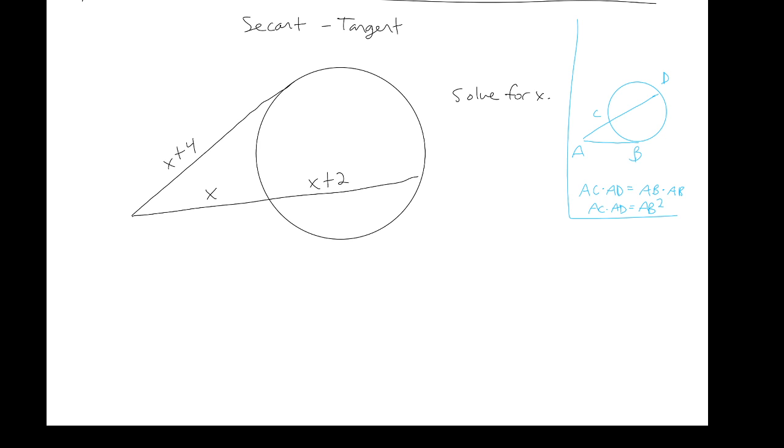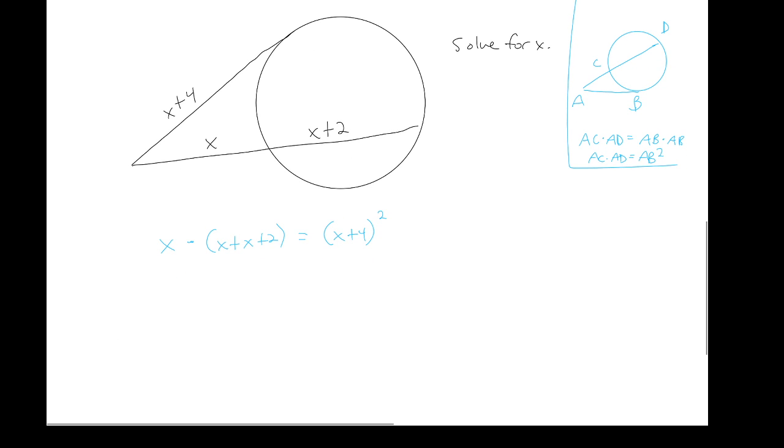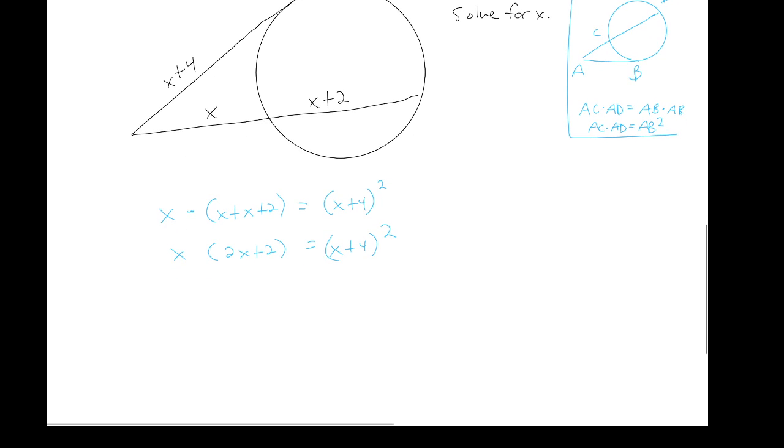We have the outside, right, which is going to be x, and that's going to be times the whole segment here, right, which is x plus 2, and that's going to be equal to the outside x plus 4 times itself, so x plus 4 squared, okay? Or in other words, this is x times 2x plus 2 equal to x plus 4 squared, which is a binomial square. So we distribute here.